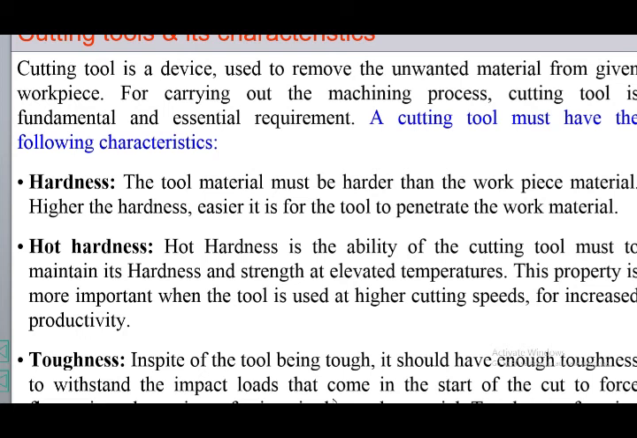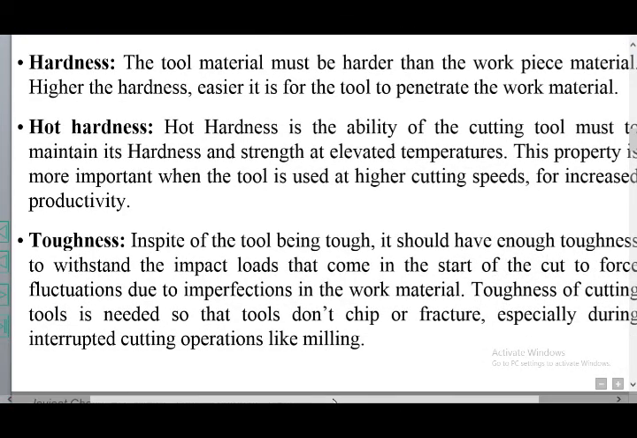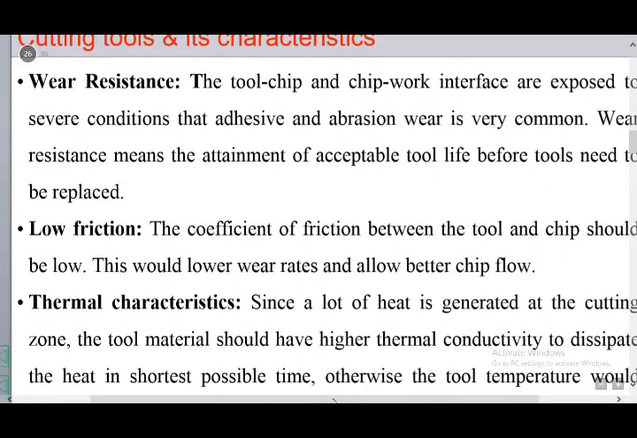Hot hardness. Hot hardness is the ability of the cutting tool to maintain its hardness and strength at elevated temperatures. This property is more important when the tool is used at high cutting speeds for increased productivity. Next is toughness. The tool should have enough toughness to withstand impact loads at the start of the cut and force fluctuations due to imperfections in the work material. Toughness is needed so that the tool does not chip or fracture, especially during cutting operations like milling.